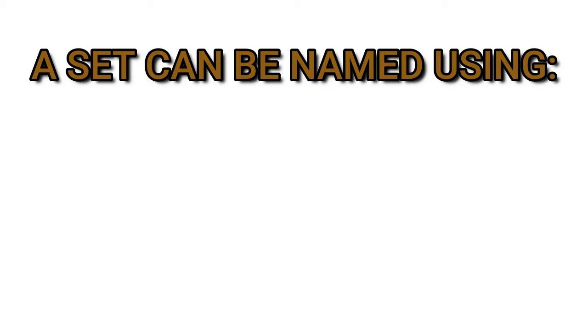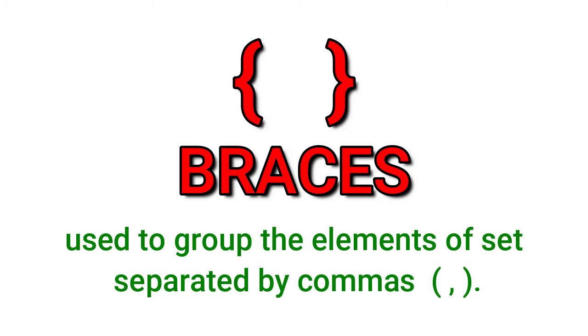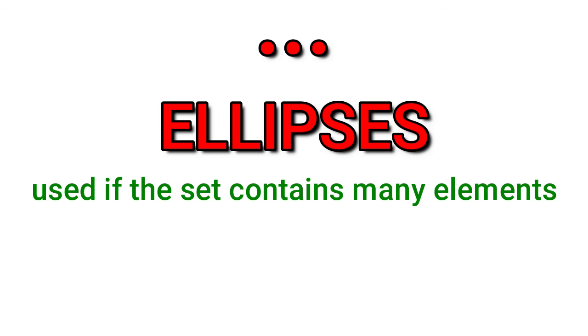A set can be named using capital letters like capital letter A, B, C, D, up to Z. And we use braces to group the elements of a set, separated by commas. If a set contains many elements, we often use three dots, called ellipses.